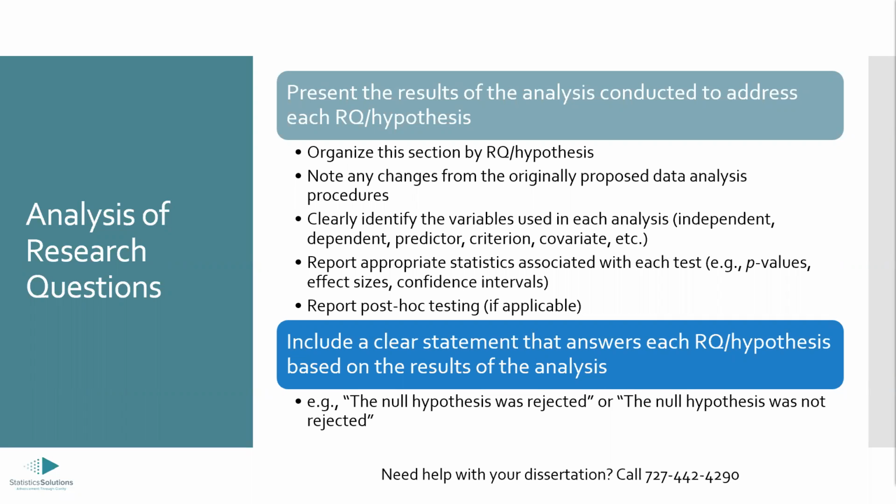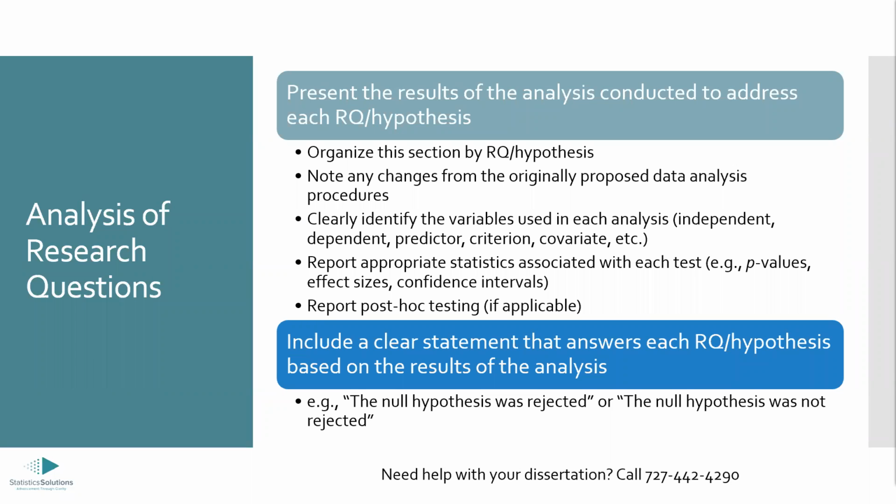For each analysis that you're doing, you want to clearly identify the variables that are used in the analysis. So for something like a t-test or an ANOVA, you want to identify your independent and dependent variables for the analysis. If you're doing more of a correlational analysis, like a regression, you want to identify your predictor variables and your criterion variables, or any covariate or control variables that you're including in the analysis.